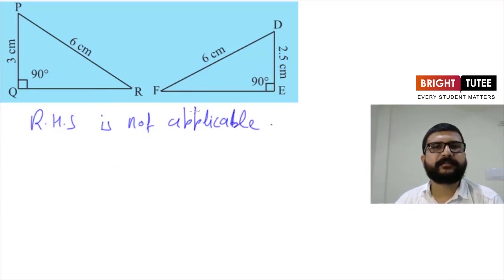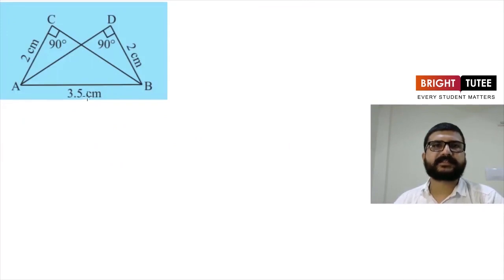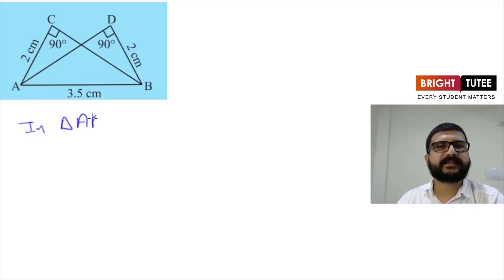Why is it not applicable? Because we do not have a side of both the triangles which is equal other than the hypotenuse. Now let's consider this figure. Here a pair of triangles is given. It is triangle ABC and triangle ABD. So let's write it here: in triangle ABC and triangle ABD.